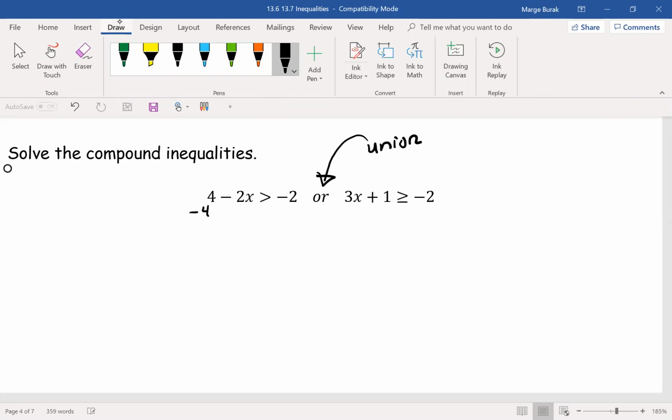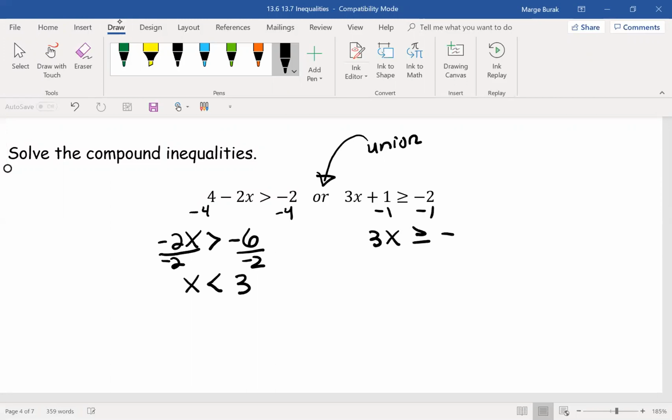So we'll minus 4, and we'll get negative 2x is greater than negative 6. But divide by negative 2. I get x is less than, because I divided by a negative, 3. Or minus 1, 3x is greater than negative 3, divide by 3. Does not change the sign because I can divide by a positive number. So we have x is less than 3 or x is greater than or equal to negative 1.